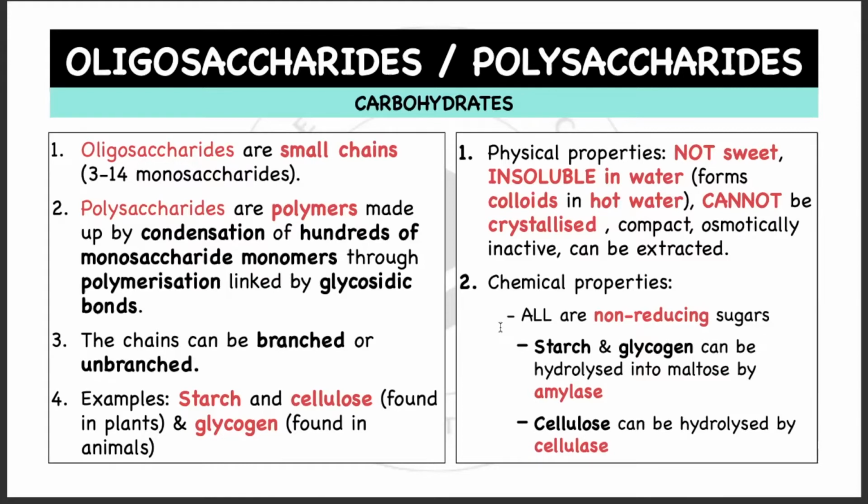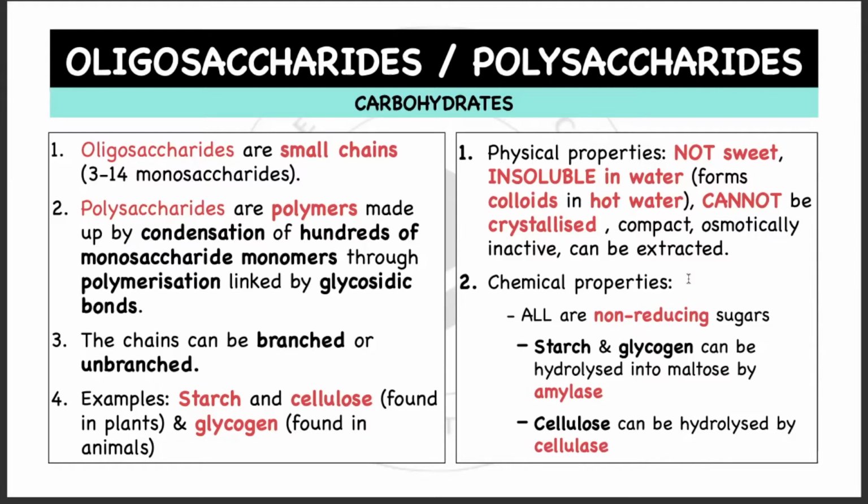So here are some physical properties. They are not sweet and they are insoluble in water. Now this is different from mono and disaccharide, because mono and disaccharide are sweet and they are soluble in water. So if you were to actually put it in hot water, they will form colloids and they cannot be crystallized. They are compact, osmotically inactive, and can be extracted.